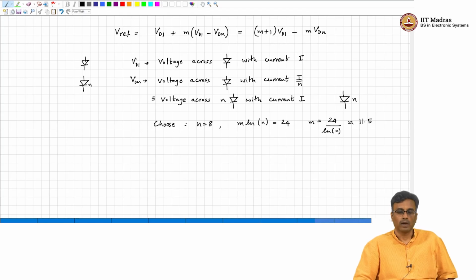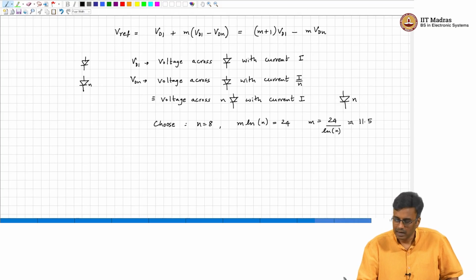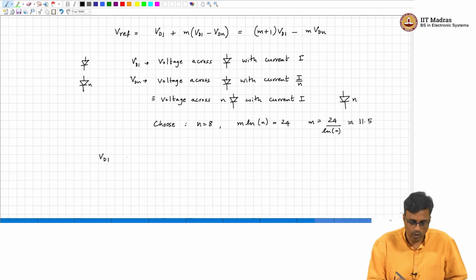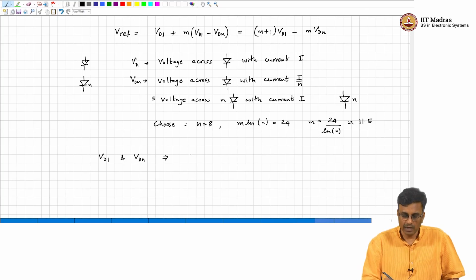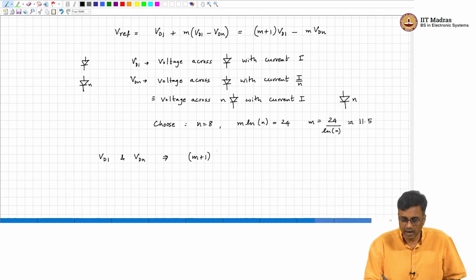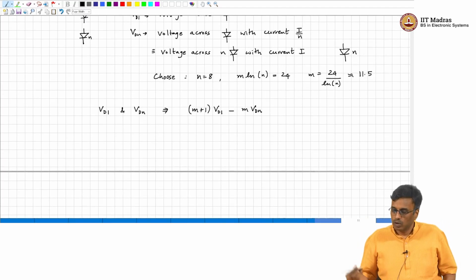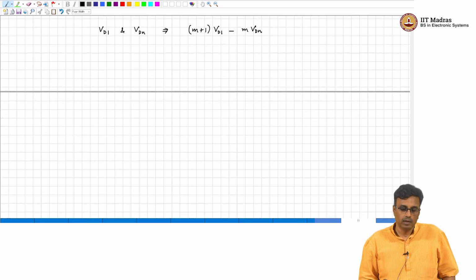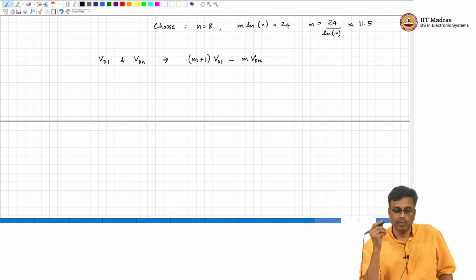All right. Okay. So therefore, the idea now is that let us say we have two voltage sources VD1 and VDN. Can we just go back and think about the various circuits we have seen in the past and generate a voltage VD1 times m plus 1 minus m into VDN? Yes? Okay. So how will we get an output which is m plus 1 times VD1 minus m times VDN?